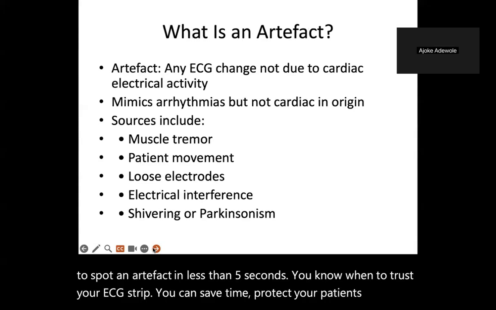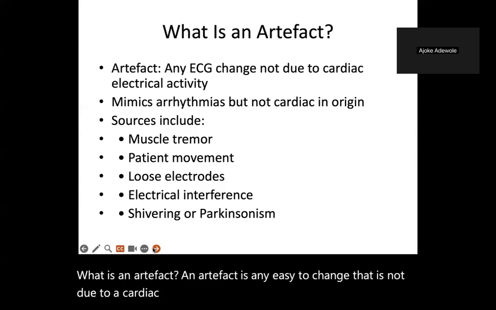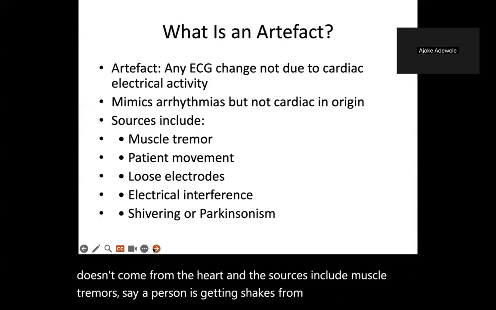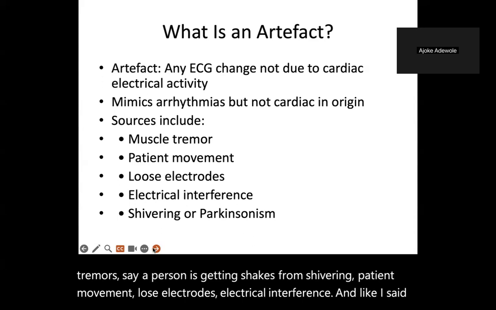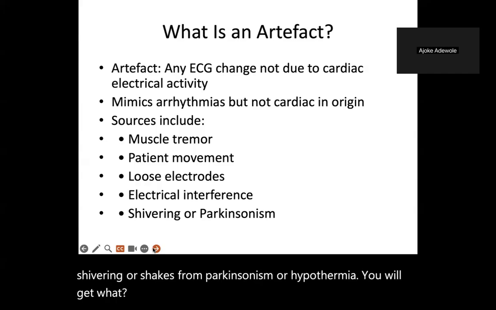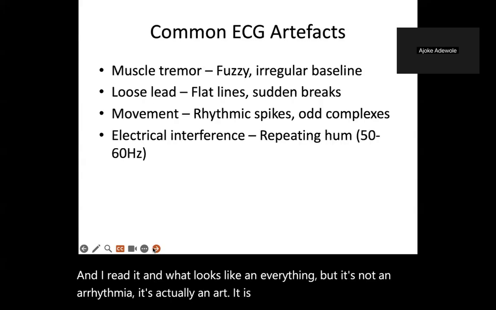Now, what is an artifact? An artifact is any ECG change that is not due to cardiac electrical activity. It mimics an arrhythmia, but it doesn't come from the heart. The sources include muscle tremors, say a person getting shakes from shivering, patient movement, loose electrodes, and electrical interference. Like I said, shivering or shakes from Parkinsonism or hypothermia. You will get what looks like an arrhythmia, but it's not an arrhythmia. It is actually an artifact.